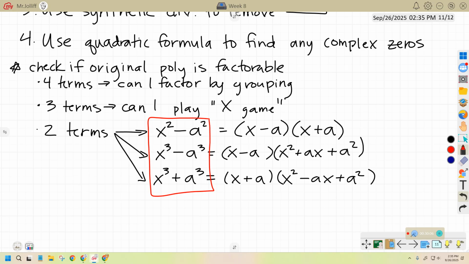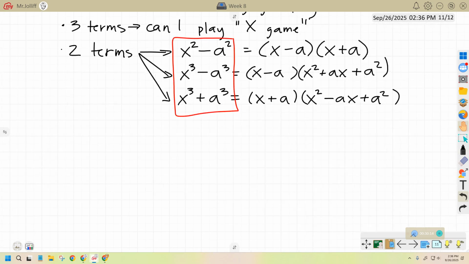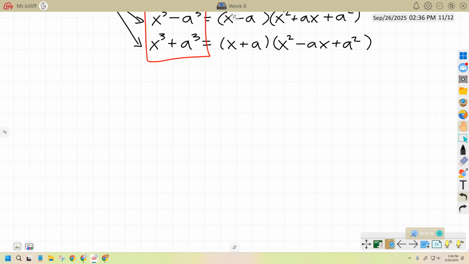That's all we're doing today. That's all we're doing on Monday. Examples and practice. We're going to do one right now. Right this very second.